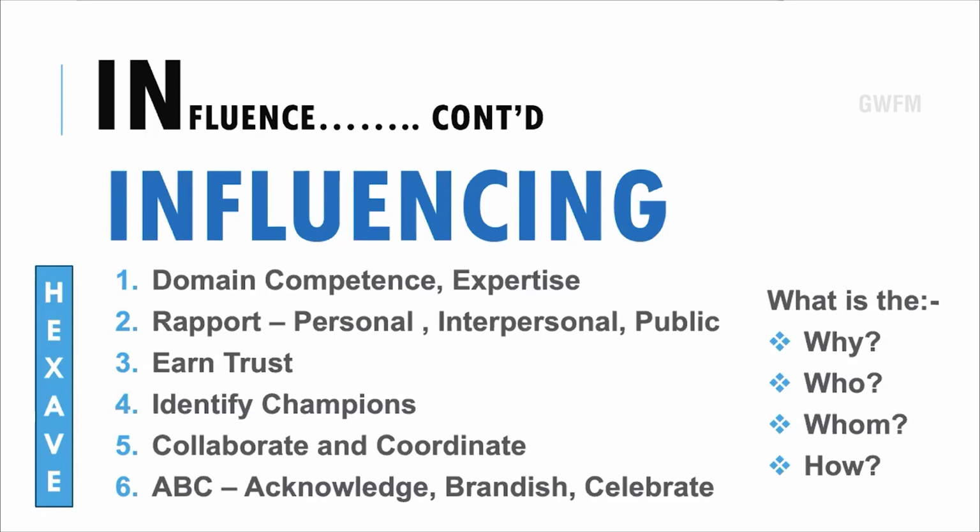So what is that Hexave that we are looking at? It is the hexagonal model of the Octavian notes, right? Octave is 8. So these are the 6 bullets that we are seeing across. Nobody can influence if there is no rapport. And the rapport has to be established depending on the level at which you are playing: at a personal level, at an interpersonal level, or at a public level. Public level means when it goes beyond the interpersonal level.